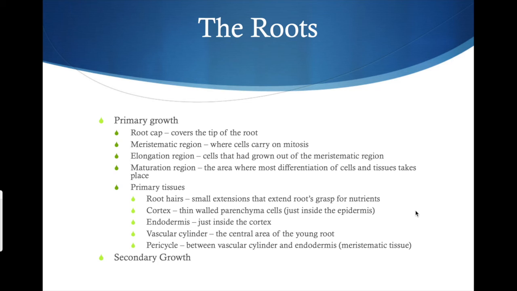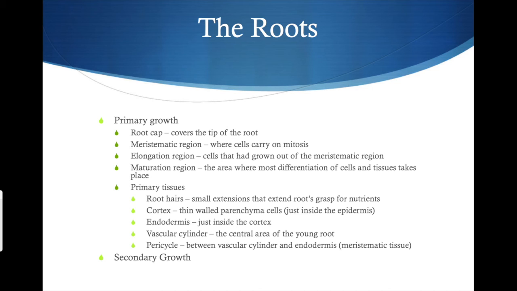All right, primary growth. We talked about primary and secondary growth. Primary growth, you have the root cap, which covers the tip of the root, the meristematic region, elongation region, and maturation region. The primary tissues, you have root hairs, cortex, endodermis, vascular cylinder, and pericycle. So you can go through those, and I don't want to spend too much time on that.